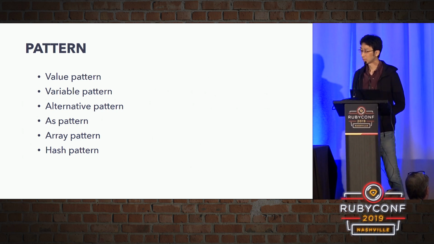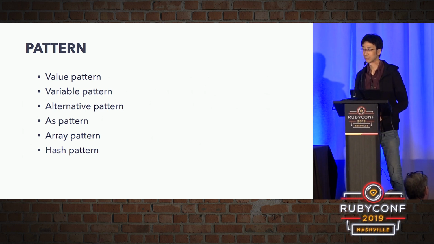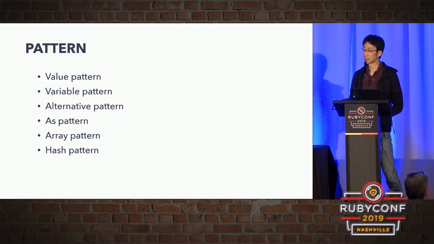Okay, so next I'd like to explain several patterns. Ruby's pattern matching has 6 different patterns listed here. So I'd like to explain each of them one by one.